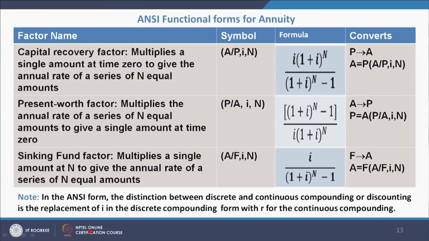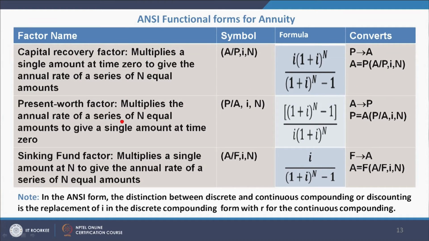Now, the capital recovery factor multiplies a single amount at time 0 to give the annual rate of a series of n equal amounts. It is called A/P, i, n, and is given by i(1 + i)^n/[(1 + i)^n − 1]. This converts P to A, that means present worth to annuity, and is written like this: A = P × (A/P, i, n).